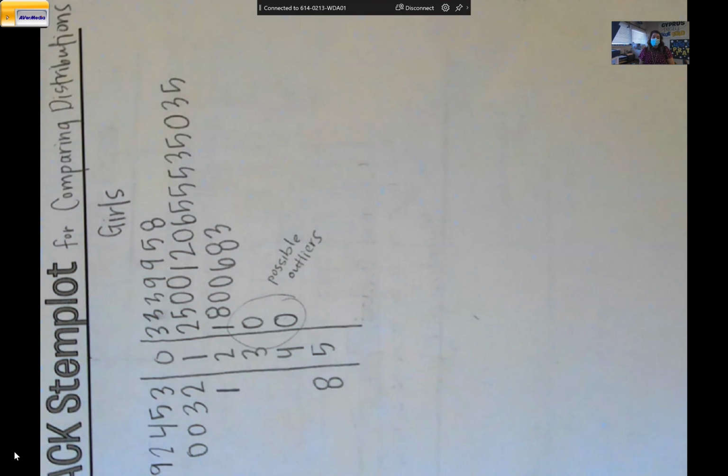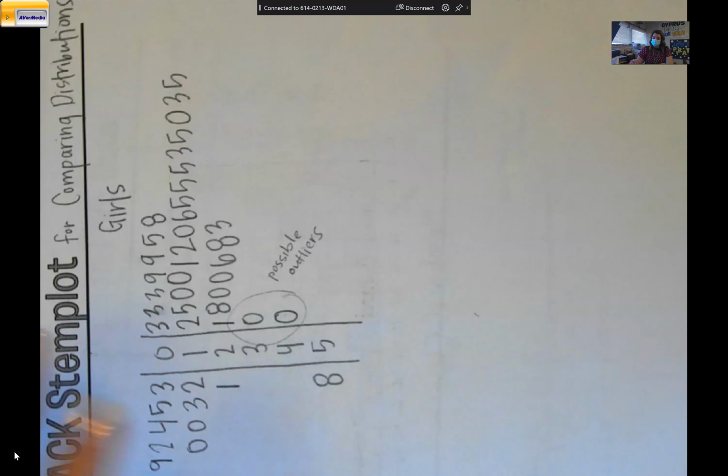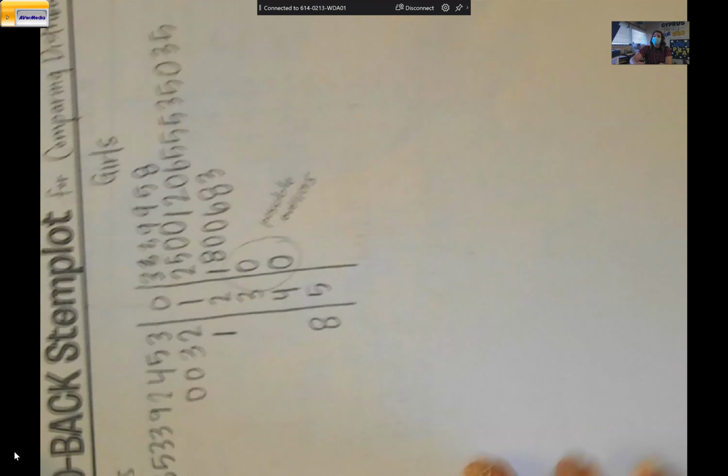To look at the boys, I know this probably seems weird, but you want to look at it from the back of the page up against the light, so that your 0 stem is on the left-hand side and your 5 stem is on the right-hand side. So the boys' distribution is right skewed.